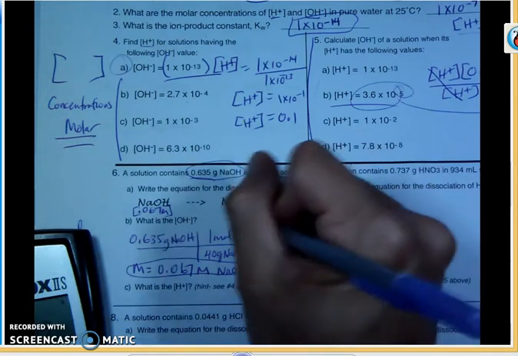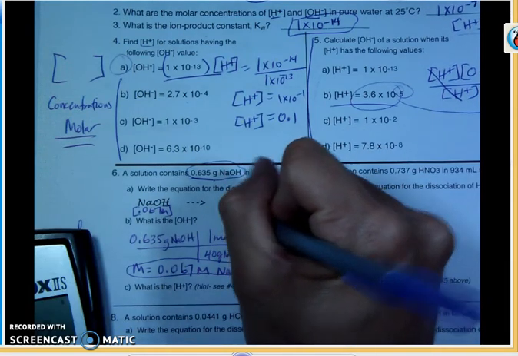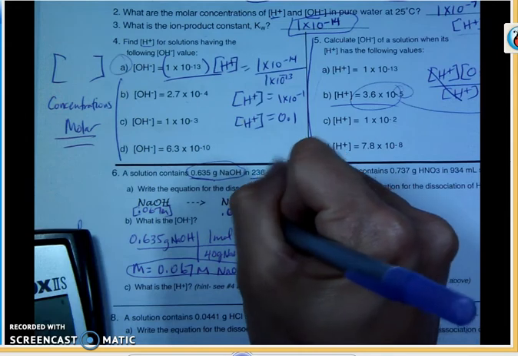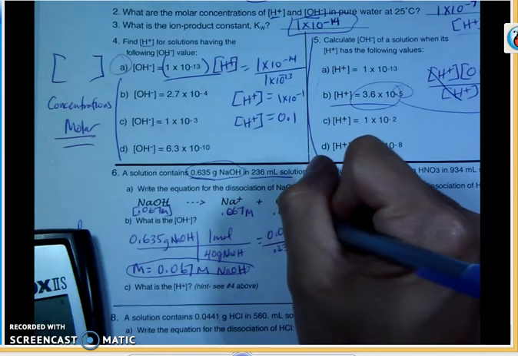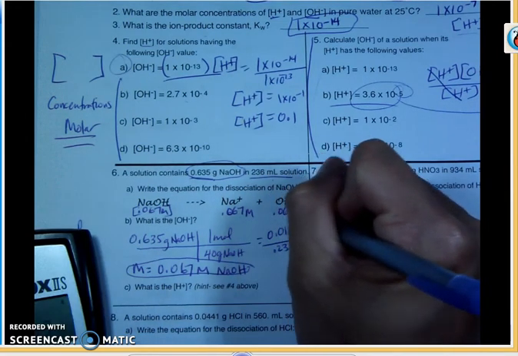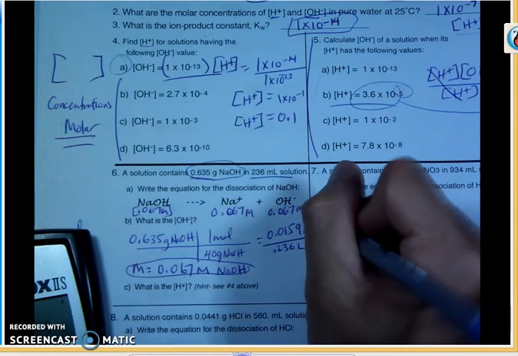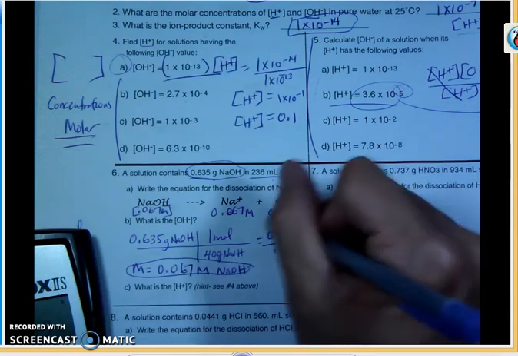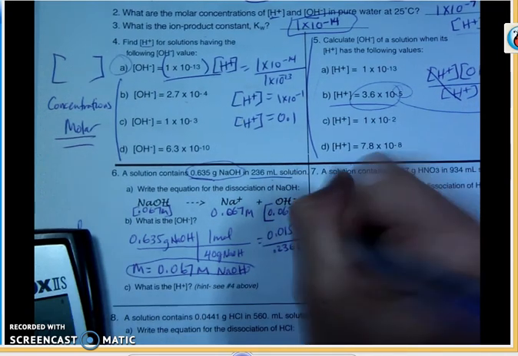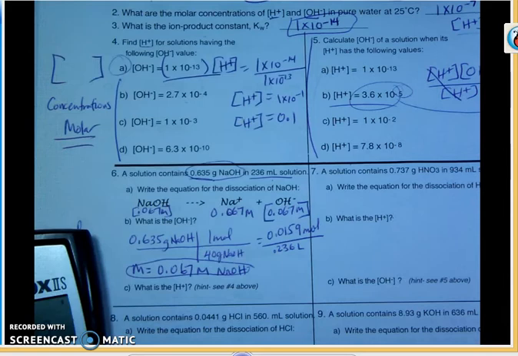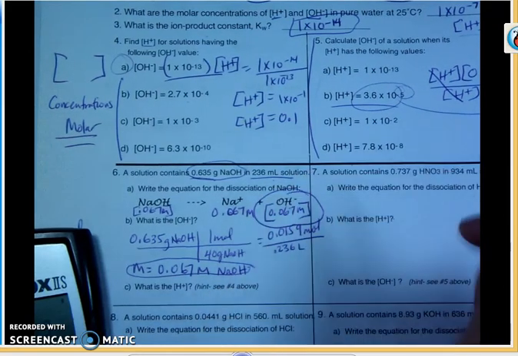Okay. So what happens here is, since we have 0.067 molar, it splits up completely. It's a strong base, so it dissociates completely. This is 0.067 molar as well. So we'll get that many OHs. So that is your concentration of the OH.